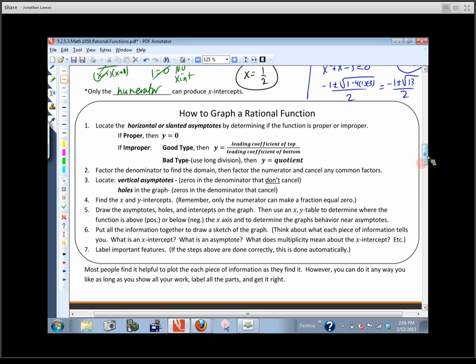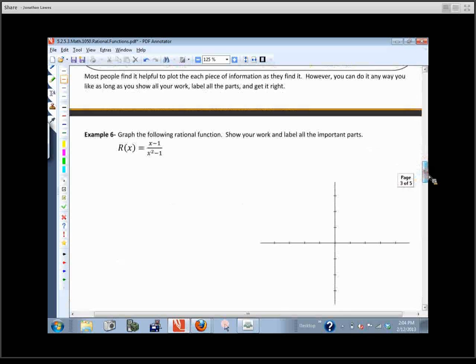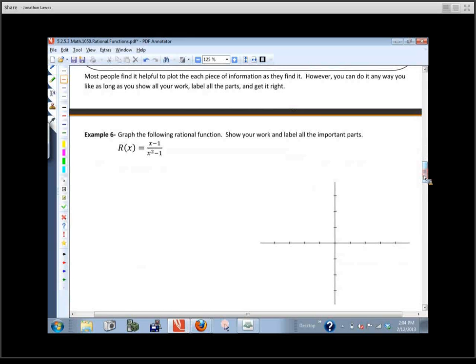So we're going to talk about proper and improper to find the horizontal asymptotes. We're going to factor the domain, figure out which ones cancel. Do we have holes or vertical asymptotes left there? We're going to find the x and y intercepts. We're going to draw the asymptotes and locations where we're going to have holes, and we'll put all that information together in order to graph them. Now, a lot of people like doing that list step by step. You can do that. Some people find it easier to just do each step, graph that, do the next step, graph that, and keep track of each piece of information that way.